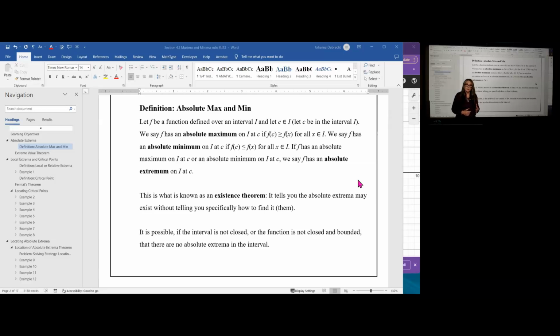It is possible, if the interval is not closed, meaning it doesn't include the endpoints, or the function is not bounded, meaning some of the y values go to infinity or negative infinity, that there are no absolute extrema in the interval. The basic graph, the cube or x cubed, is an example of this. If you think about the graph of x cubed, you know that there is no lowest point on the graph. It goes down forever. Likewise, there's no highest point because it goes up forever. This is because it's not a bounded function.